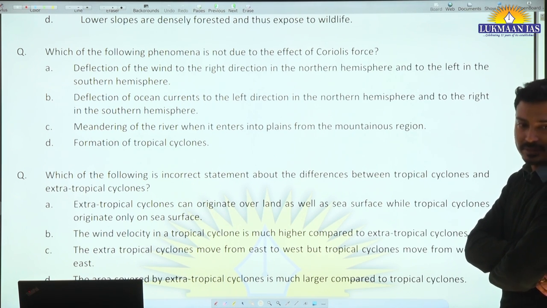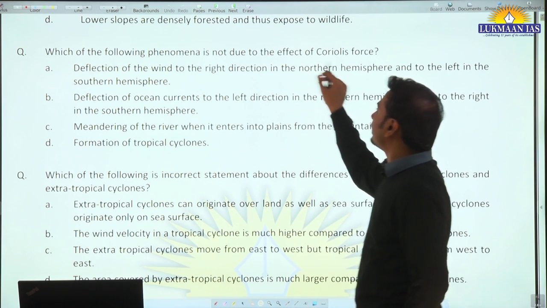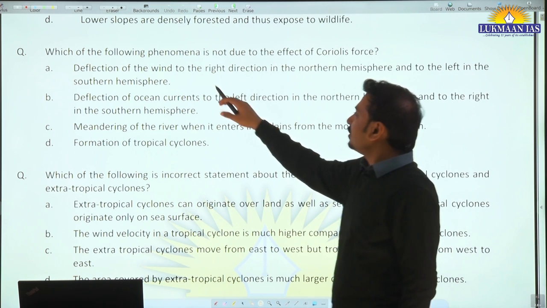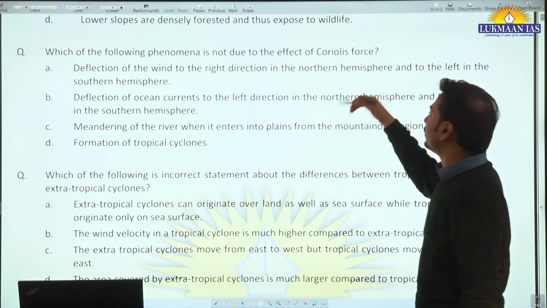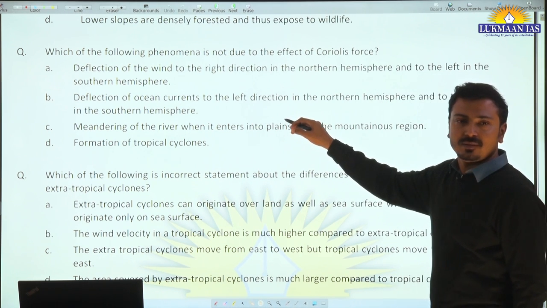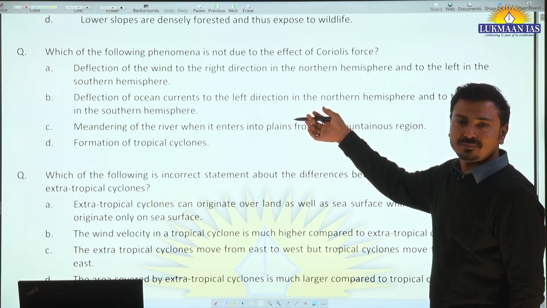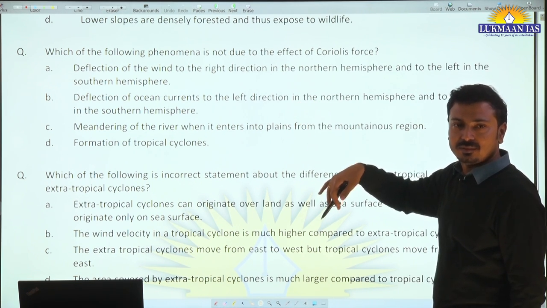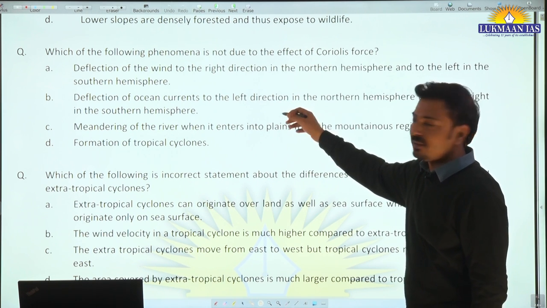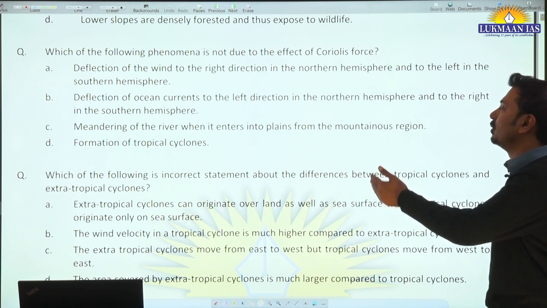B, second one. See, it is talking about the phenomenon which is not due to the effect. Deflection of wind to the right in the northern hemisphere and left in the southern is true. Deflection of ocean current to the left is incorrect, it is also to the right in the northern hemisphere and left in the southern hemisphere. It is an incorrect statement. Now there is meandering of a river when it enters into the plain. That is because of Coriolis force.